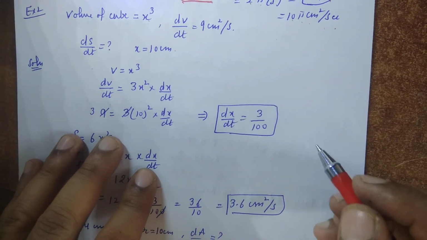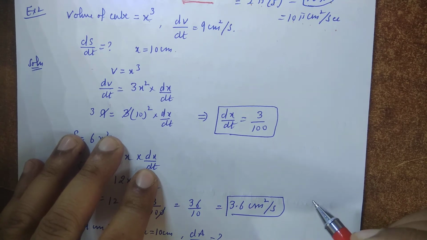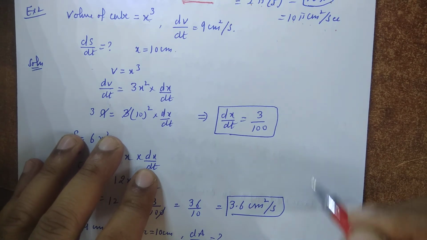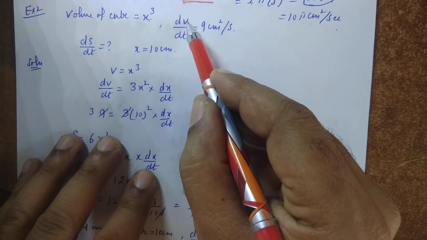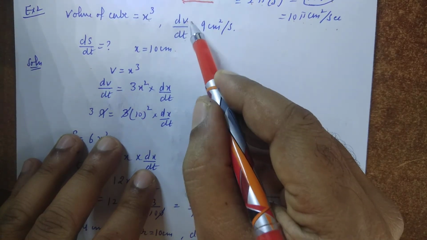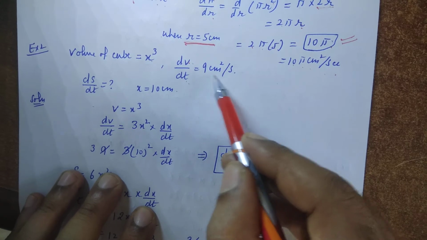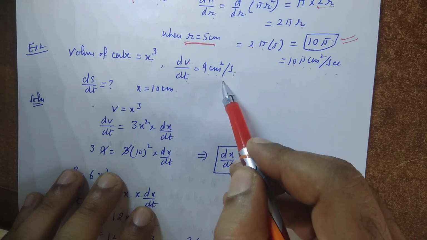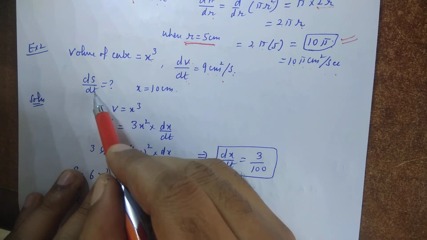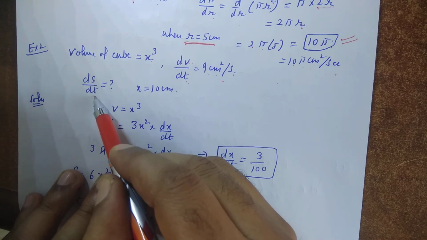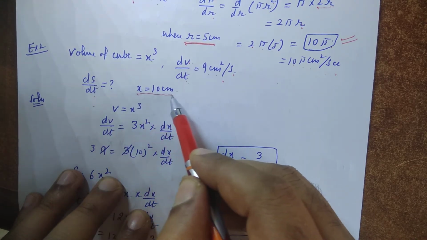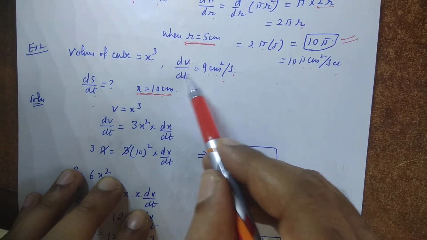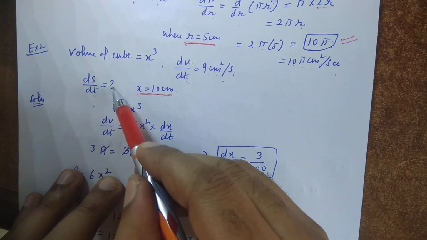Example 2. In the example, he is saying the volume of the cube is increasing at a rate of 9 cubic centimeter per second. So that means volume of cube is increasing with respect to time. So dV over dt he has given, that is 9 centimeter cube per second. Volume is increasing. How fast the area is increasing? I have to find out dS over dt. That means how fast the area is increasing when the length is given 10 centimeter. Clear? Rate of change of volume is given. Rate of change of area I have to find out.